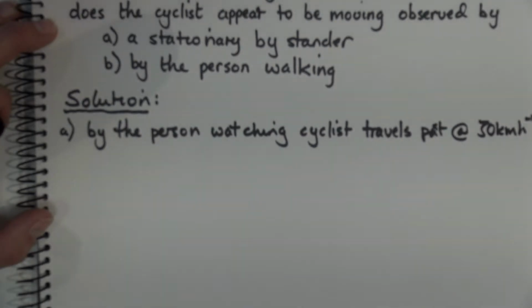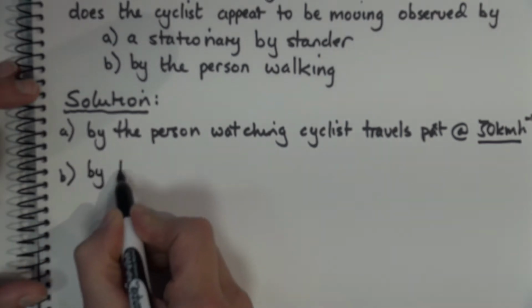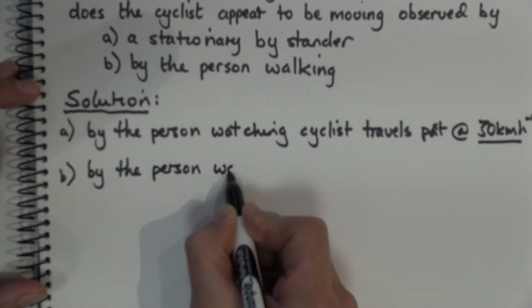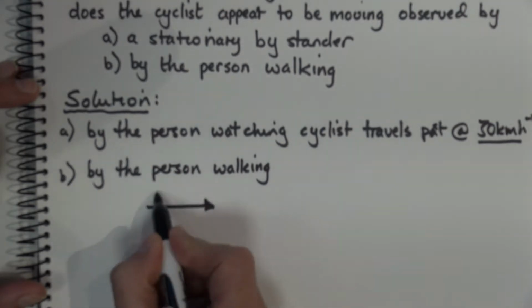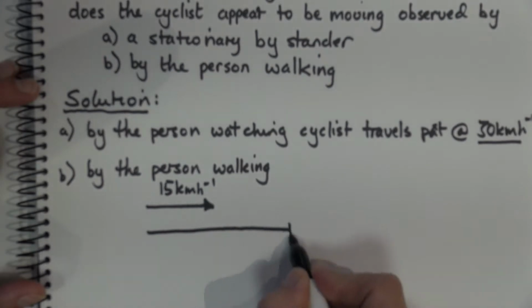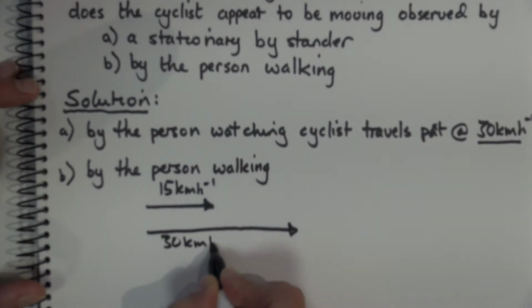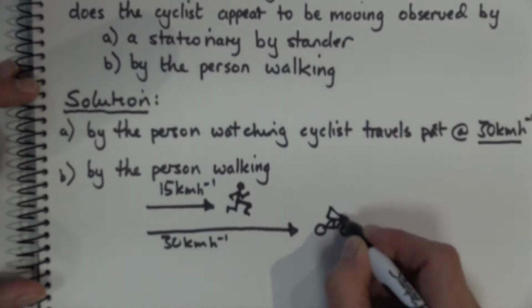Okay, so let's look at B. In this case, we're going to see how the person walking observes the cyclist. So in order to help us do this, let's write down the vectors. Here's the vector of the person walking, 15 kilometers per hour, and here's the vector for the cyclist, 30 kilometers per hour. Let's put a diagram in so we can help identify which is which.